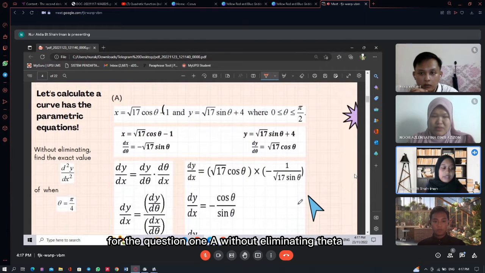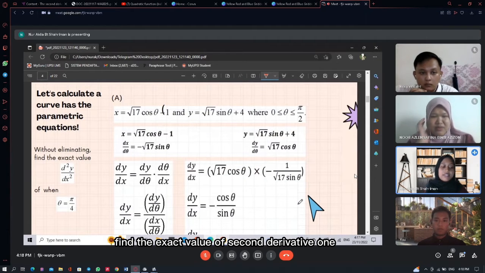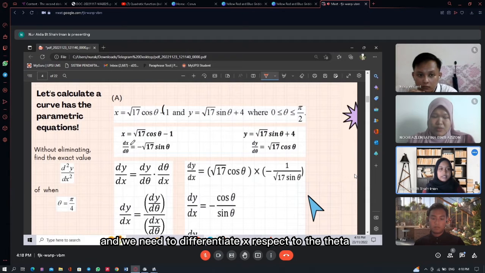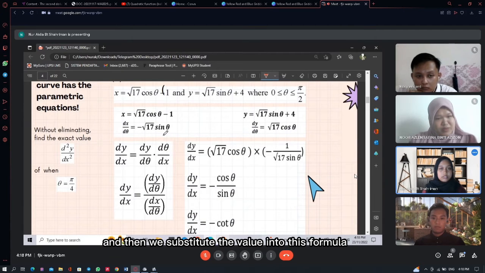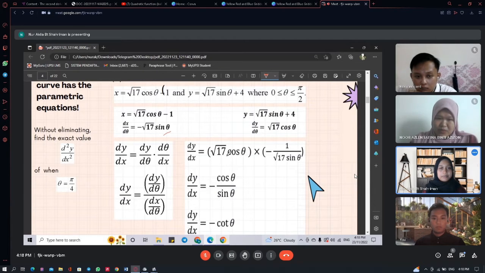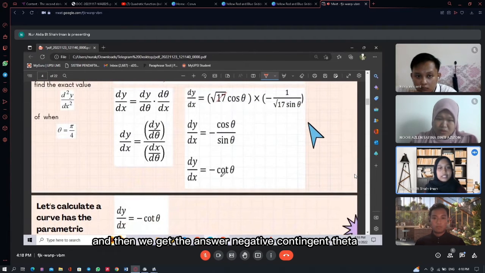For question 1a, without eliminating theta, find the exact value of the second derivative when theta is pi over 4. So given the values of x and y, we need to differentiate x with respect to theta and y with respect to theta. Then we substitute the values into this formula by using the chain rule, and we solve by cancelling out square root 17. Then we get the answer negative cotangent theta.